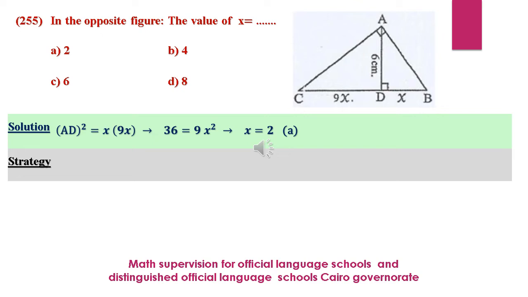We want here to find the value of x. We have a right angle triangle ABC with height AD drawn inside it, perpendicular to BC. So AD squared equals DB times DC. So 6 squared, which is 36, equals x times 9x, so 9x squared equals 36. So x squared equals 4. As a result, x equals 2 centimeters.